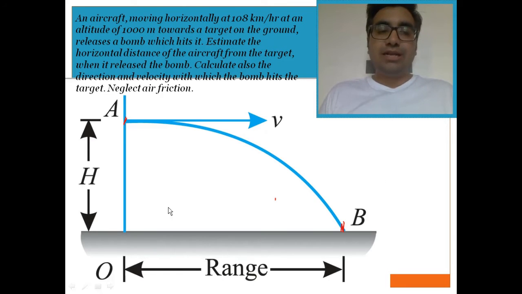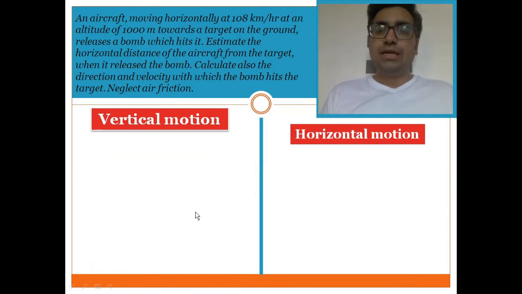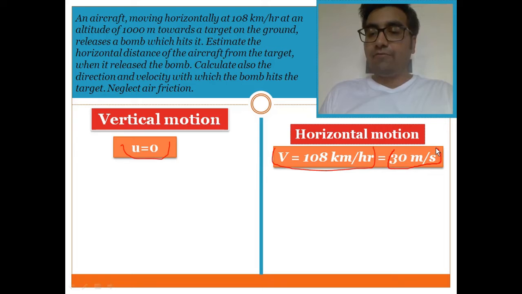Since the particle was traveling initially with a velocity of 108 km per hour and it was horizontal in nature, we have an initial horizontal velocity. If the target was thrown horizontally, there is no initial vertical velocity. So for the vertical motion the initial velocity is 0, and for the horizontal motion it is 108 kmph, which when converted becomes 30 meter per second. We multiplied 108 by 5 by 18 and got 30 meter per second.